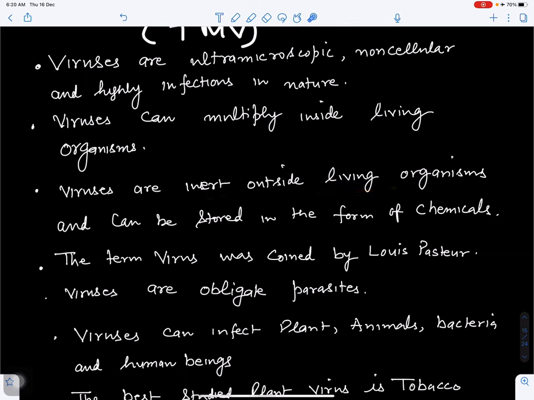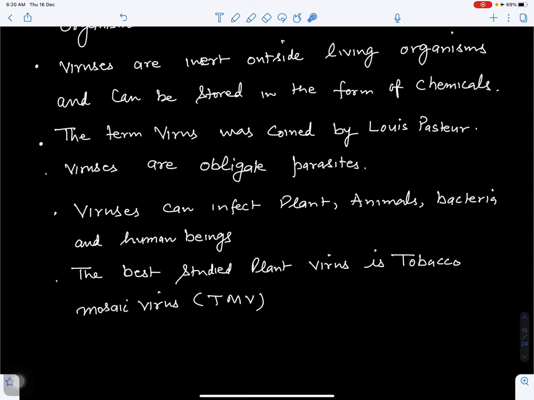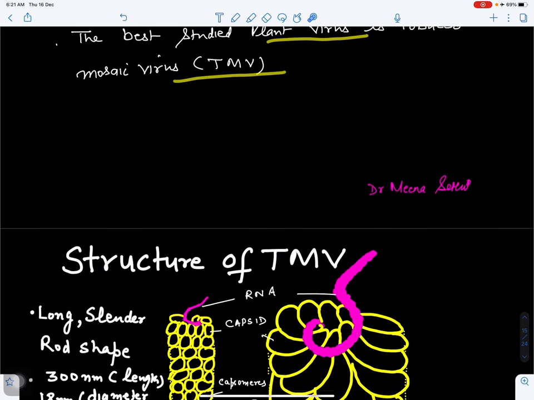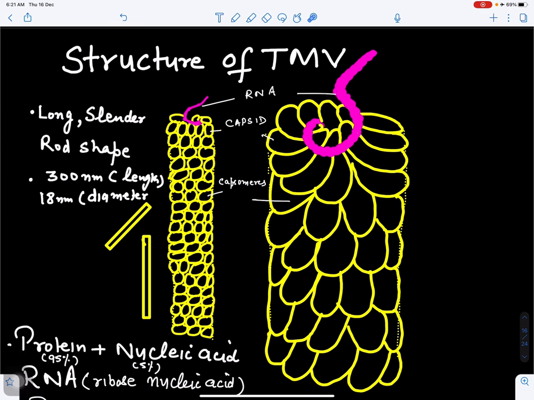A lot of study was done on viruses, and the term virus was coined by Louis Pasteur. Viruses live on living organisms as obligate parasites. I mean, they cannot live without living organisms. They can infect plants, animals, bacteria, and human beings. The best studied plant virus is tobacco mosaic virus. Other plant viruses have also been studied, like Dahlia mosaic virus and Mirabilis mosaic virus. In this video, we will study in detail the structure of tobacco mosaic virus.